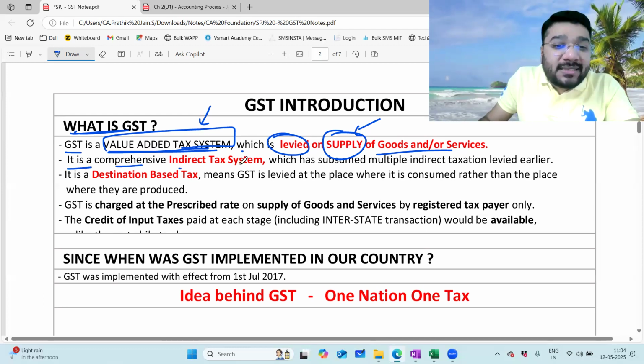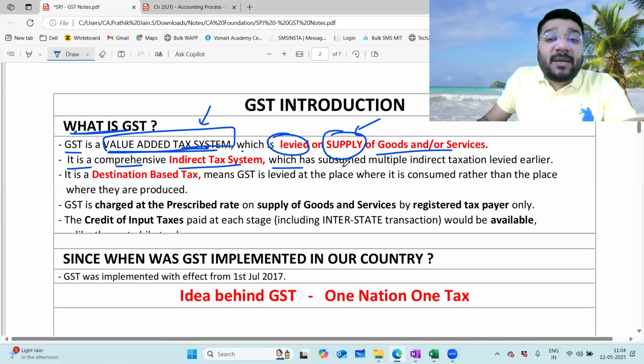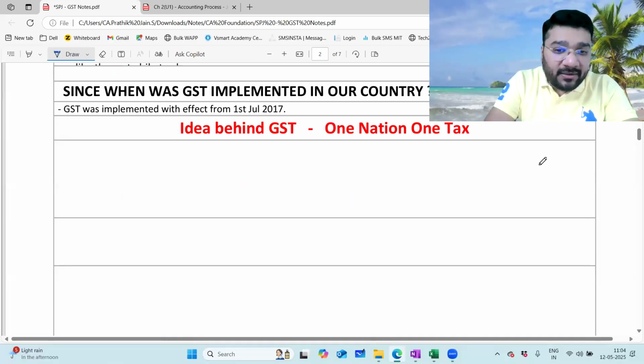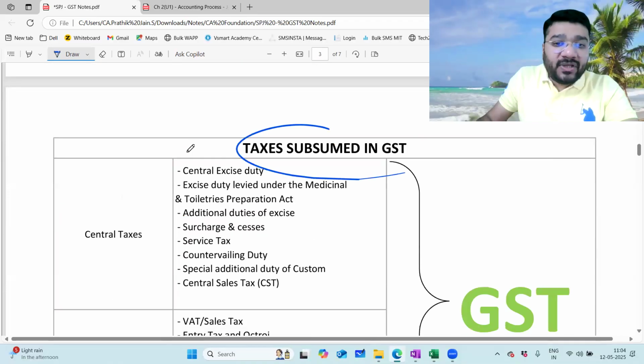It is a comprehensive indirect tax system which has subsumed multiple indirect taxes levied earlier. Now, this point you will understand when I come here.